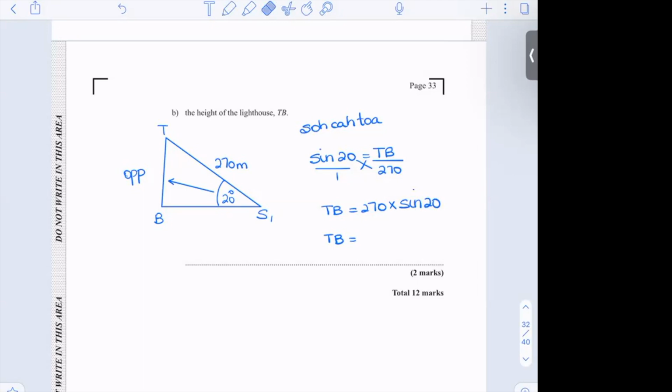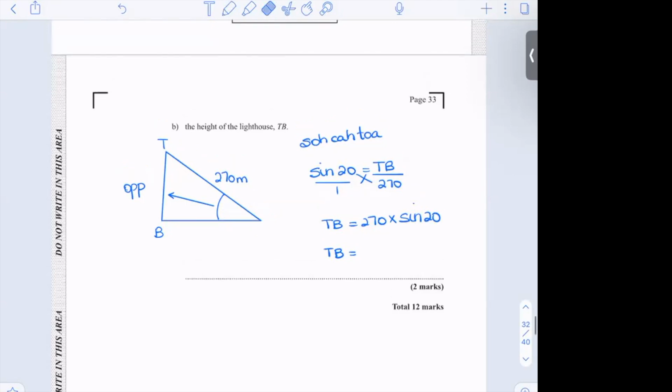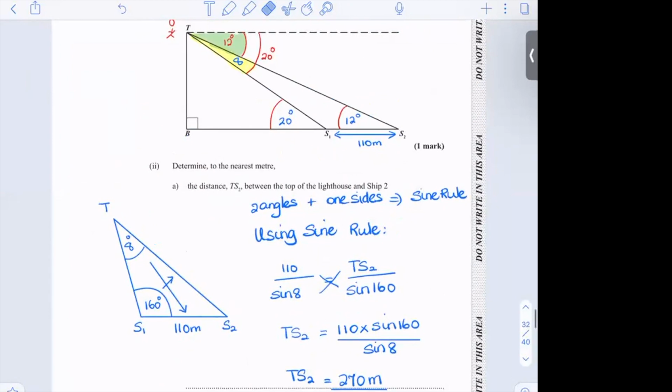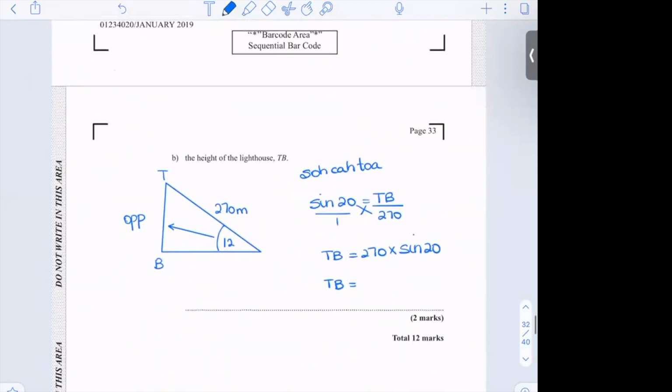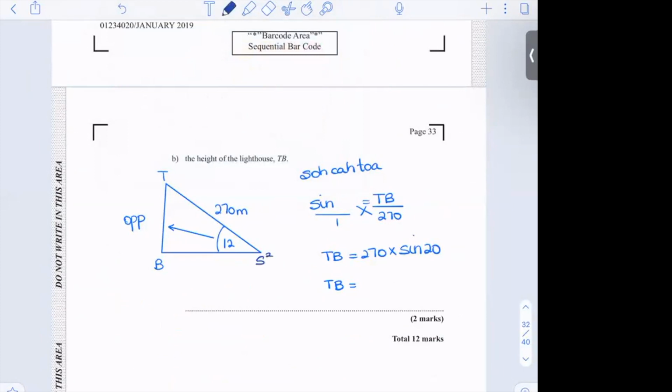Oh no, I used the wrong angle. I'm supposed to use 12. So let us use 12 here, and this is BS2. So this will be sine 12. Just make that correction. So it's 270 multiplied by sine 12. And we want the answer to 1 decimal place. 56.1. Yes, 56.1 meters. Did you all get that?